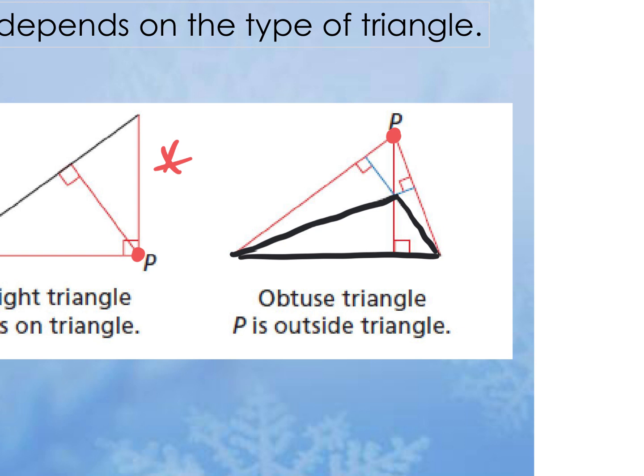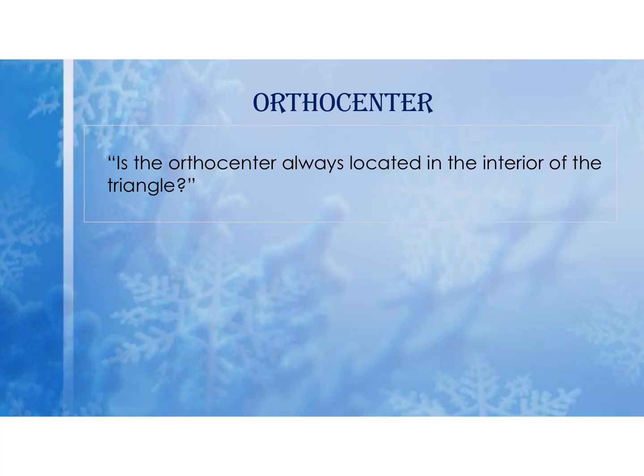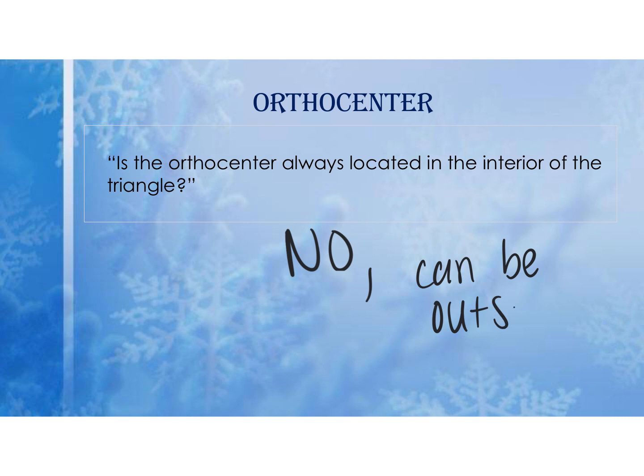So the next slide, problem that we see. One more practice. Back to this example. After we talk about, is the orthocenter always located in the interior of the triangle? No. Where else can it be? It can be outside. Or on the triangle. Okay? The incenter and the centroid are the only 2 points that always stay inside the triangle.